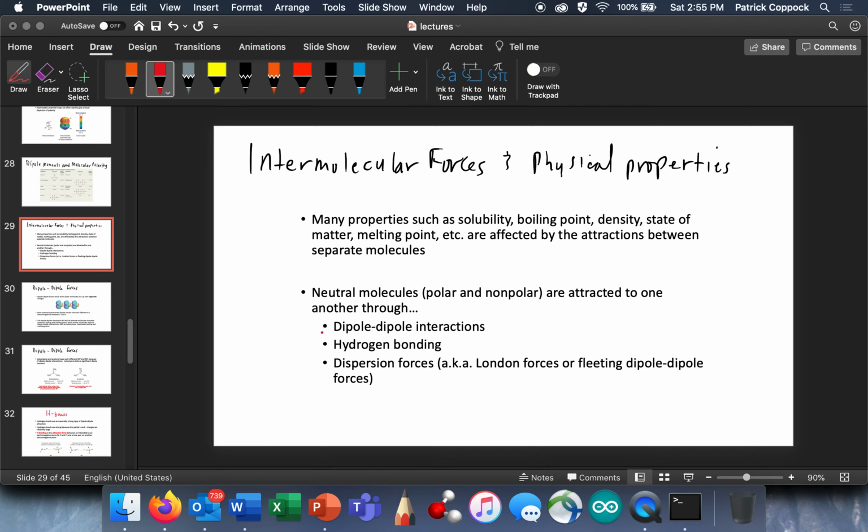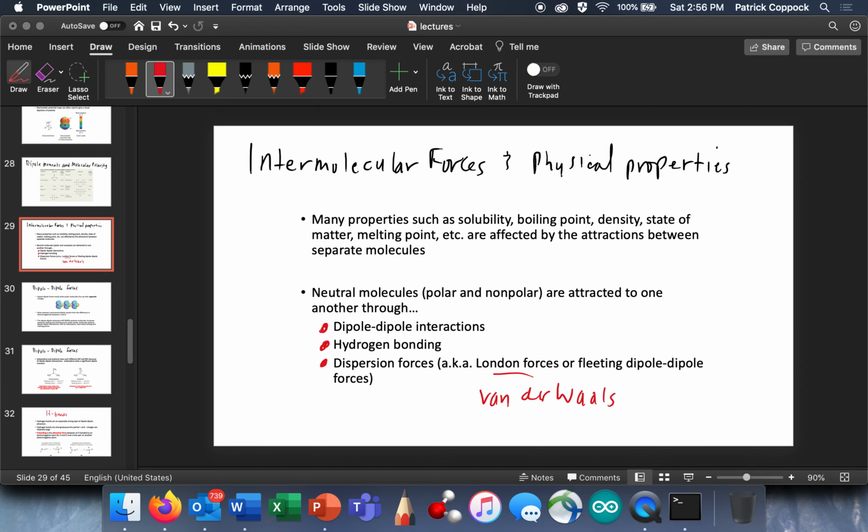They are dipole interactions, hydrogen bonding, and dispersion forces, okay? Sometimes we call these London forces, sometimes London dispersion forces, sometimes van der Waals forces, okay? And your textbook also calls them fleeting dipole-dipole forces for reasons which we'll discover.